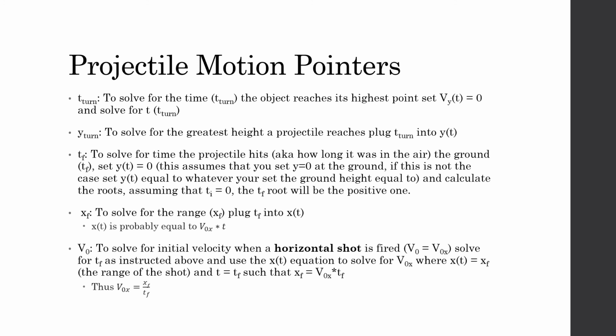I didn't go over this slide last week because we were going to do real live examples of each of these pointers, but since this is a review, I am going to go through each of my bullet points here. So for finding t turn, the time that you're at your highest point, you are going to set Vy of t equal to 0, because at the highest point the vertical velocity is equal to 0. And then we just solve for t, and that'll give you t turn.